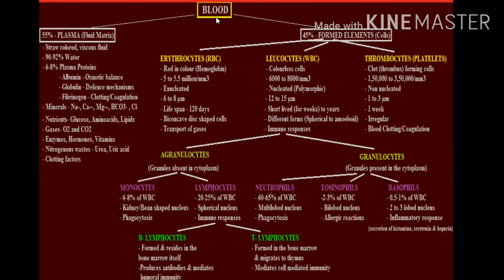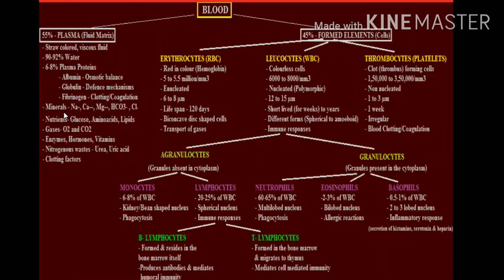As we all know, the blood is a fluid connective tissue comprising 55% plasma and 45% formed elements. Plasma is a straw-colored, viscous fluid comprising the majority of water, 90 to 92% water, and the remaining 6 to 8% plasma proteins like albumin, functioning for maintaining osmotic balance, globulin for defense mechanisms, and fibrinogen for clotting or coagulation.